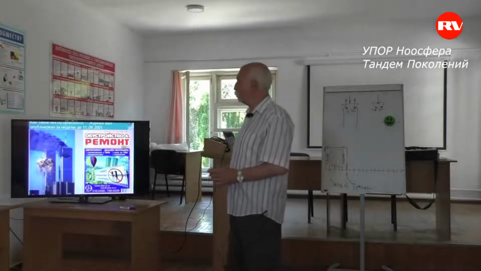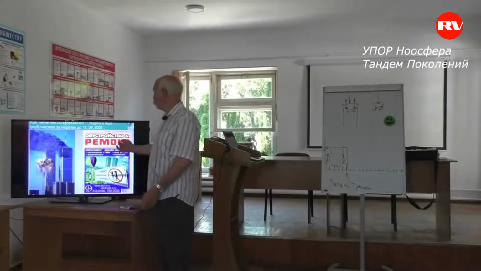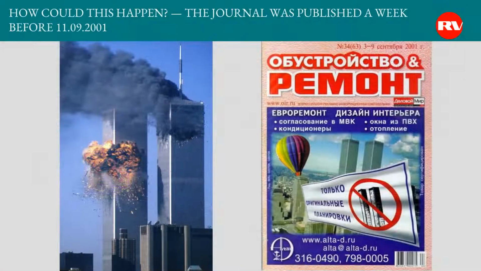And here is another on the same theme. The magazine Arrangement and Repair, number 3463, 3rd to the 9th of September 2001. The same ones are crossed out, the World Trade Center building. Then remember, there was also about the theme that if in Windows you enter the font wingdings, all sorts of symbols, type a certain combination, then we will also get the perished Trade Center building.